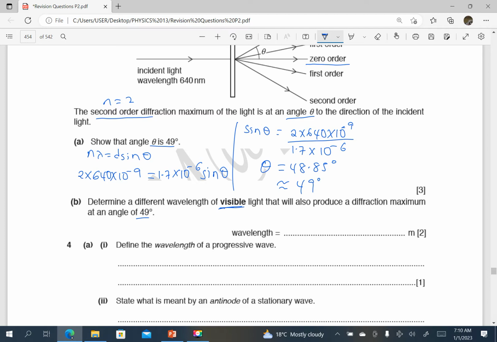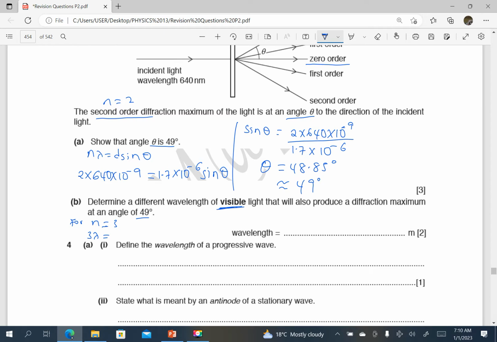The angle has not changed, but the wavelength is going to be different. Remember here we had used n equals 2. Let's check n equals 3 and substitute in the same formula. For n equals 3, we are going to check if the wavelength is still within the visible light. So for n equals 3, we shall have 3 times the wavelength which we want.